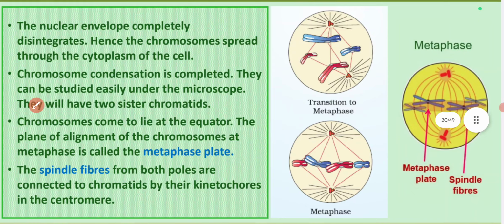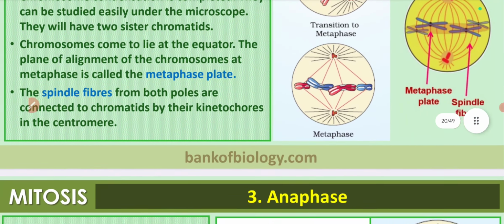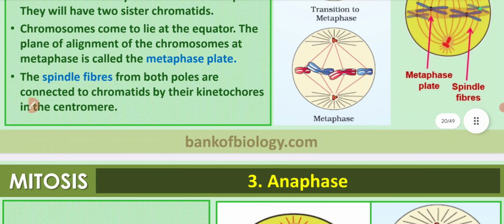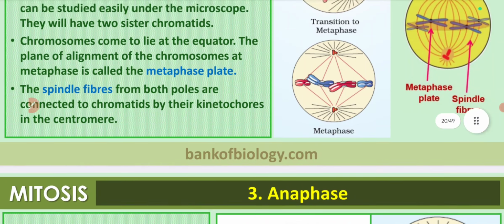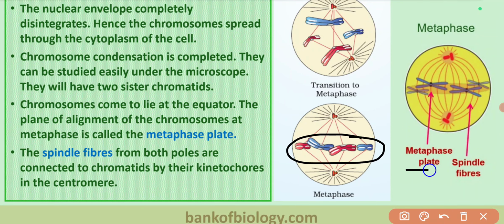Next, chromosomes come to lie at the equator. The plane of alignment of chromosomes at metaphase is called the metaphasic plate. As you can see, chromosomes lie at the equator. This plate is called the metaphasic plate, the proper equator in the middle.